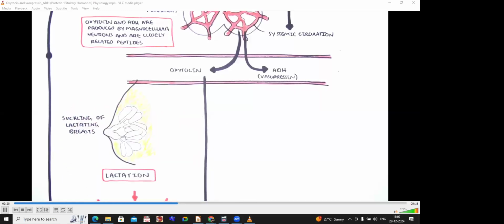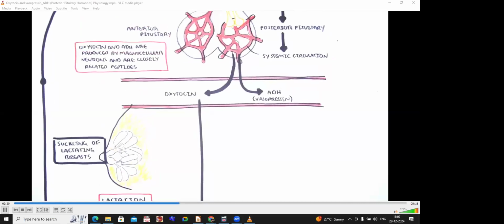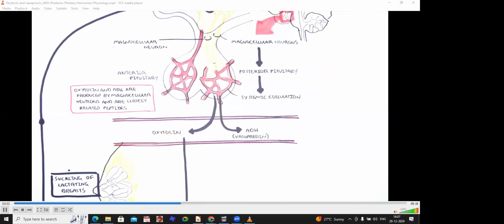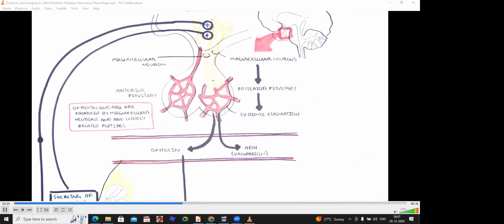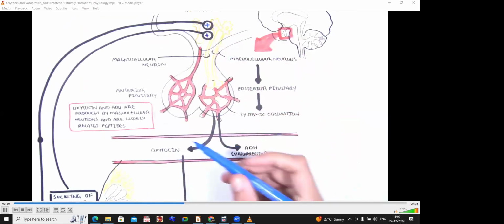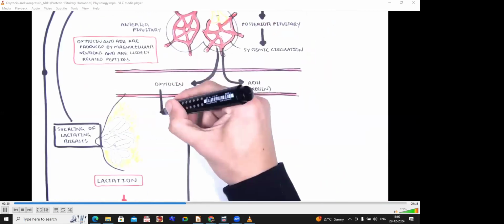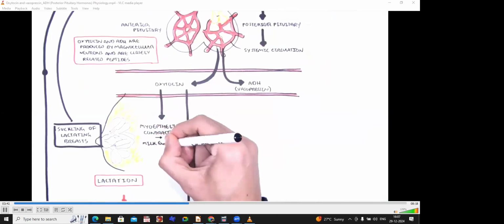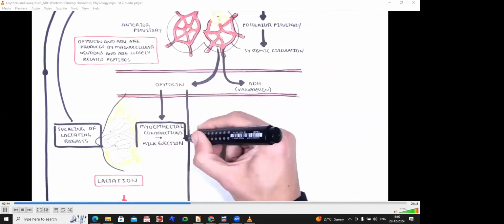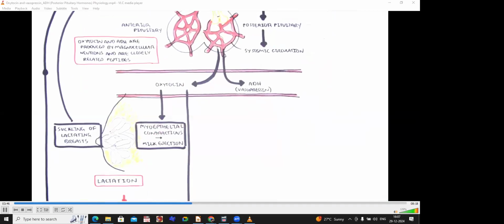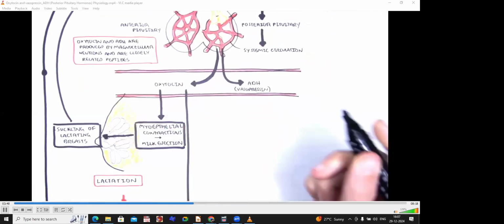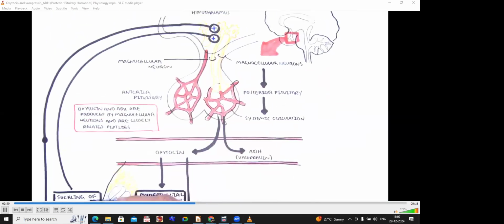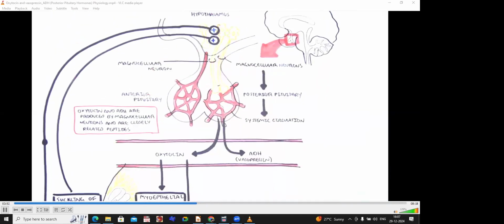Suckling of a lactating breast will send signals to the hypothalamus to secrete oxytocin. Oxytocin stimulates milk ejection by inducing contractions of the myoepithelial cells that line the lobules here. And this is a positive feedback loop. More sucking increases more oxytocin and again more milk ejection.